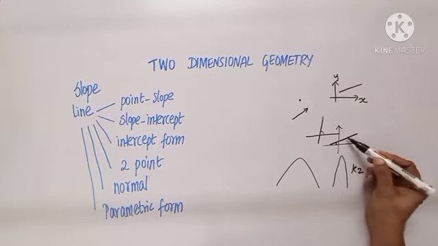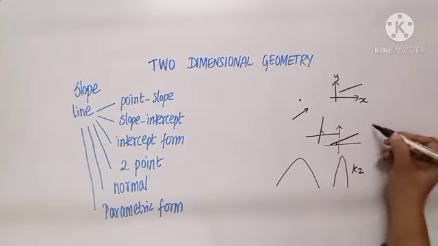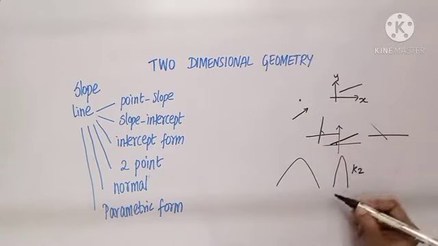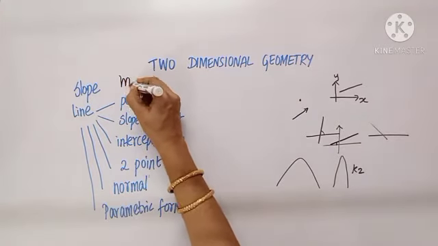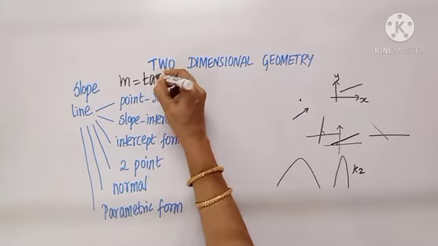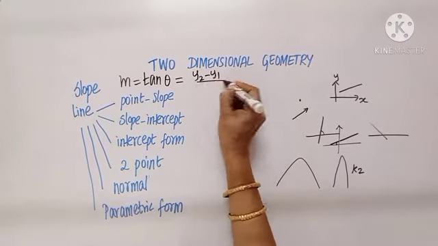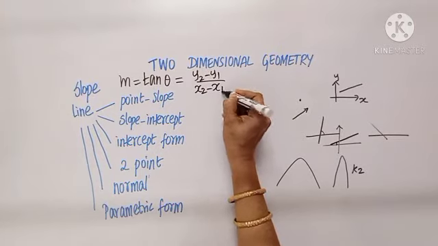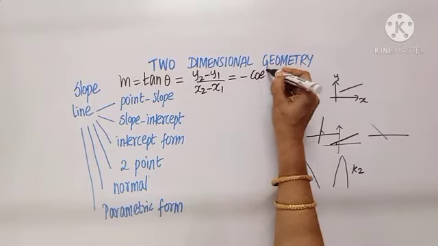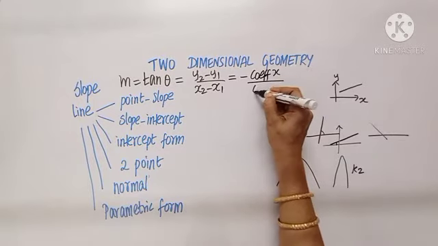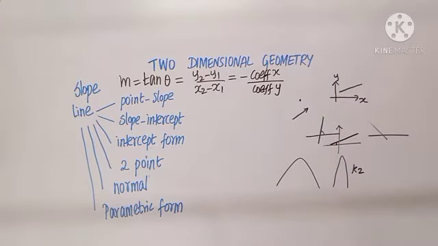Wherever there is inclination, and you can never find a place without any inclination, like this or like this or like this. Slope we denote as m. It is tan of the angle made with x-axis, or if you know 2 points, it is (y2 minus y1) by (x2 minus x1). I can also term it as minus coefficient of x by coefficient of y, and all this you had studied in standard 10.